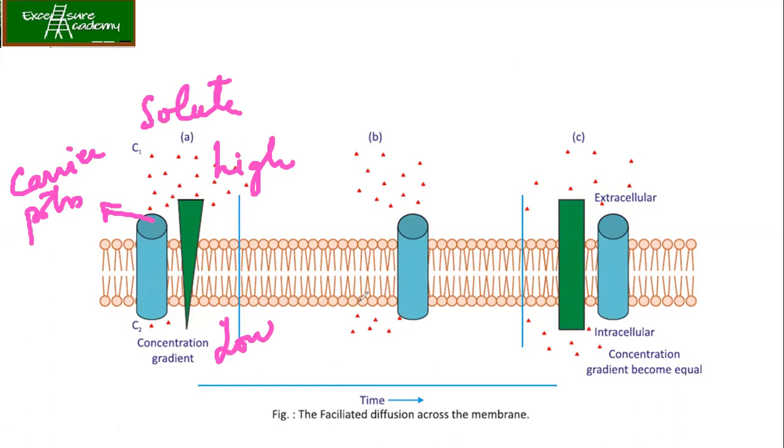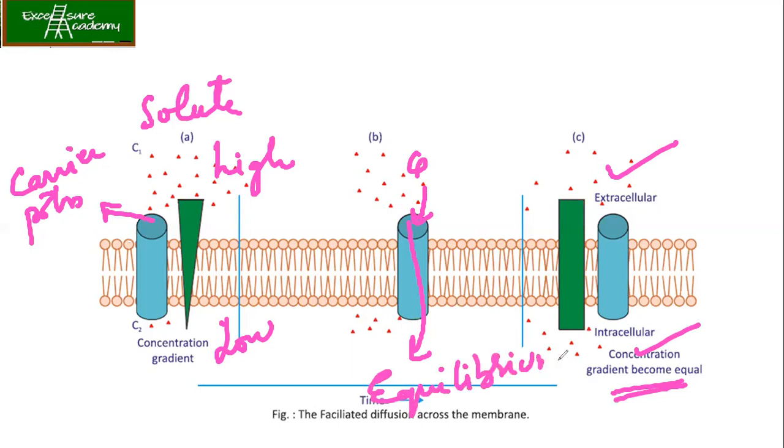Now, with the passage of time, what will happen? Slowly, these molecules are going to bind to their carrier proteins and be transported to the other side. Eventually, the concentration extracellular and intracellular is going to become equal. So in each case of diffusion, we are reaching equilibrium. Okay.